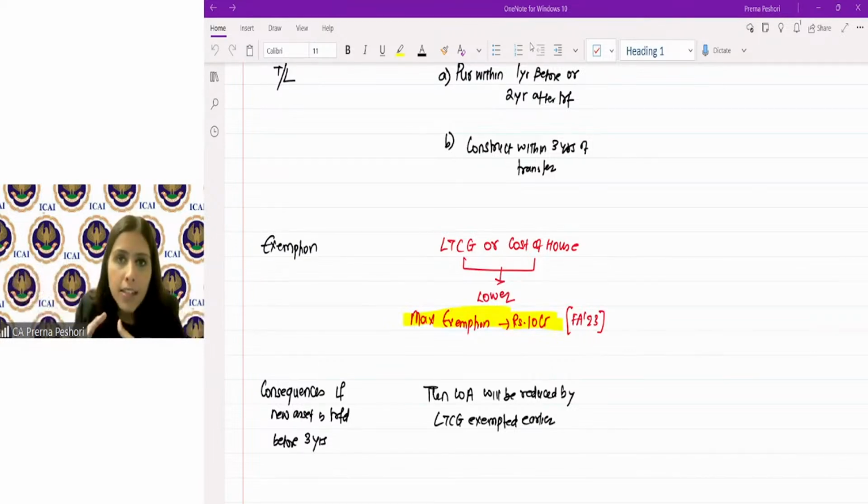Now, if both the flats are purchased and they are combined, then in that case, you can claim the exemption for both the flats. Fine. So you can just write down over here.